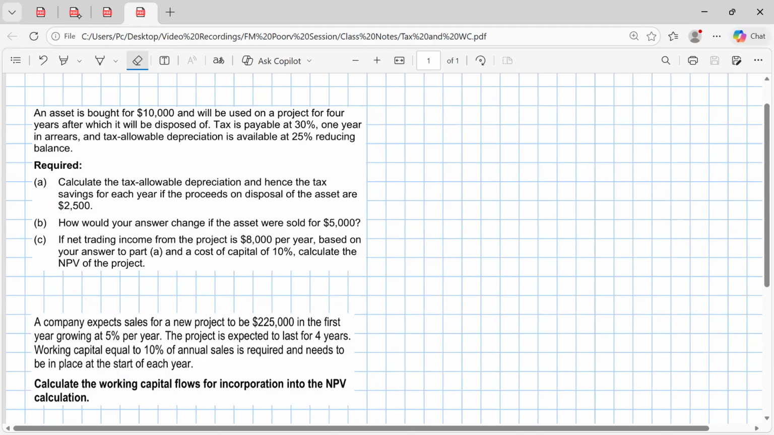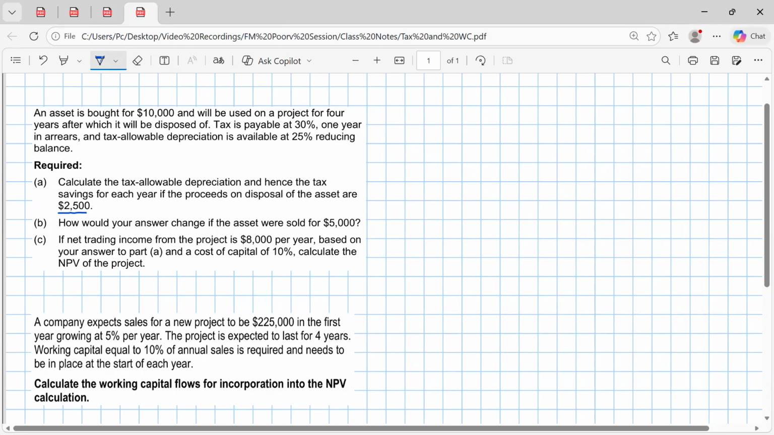What do you need to calculate? Calculate the tax allowable depreciation and hence the tax saving. So you have to calculate tax allowable depreciation, which means WDA, written down allowance, and whatever the tax savings are for each year, if the proceeds on the disposal of the asset are 2500. So if the scrap value is 2500 and you are using the 25% reducing balance method, you have to calculate each year's written down allowance and then the relevant tax savings.